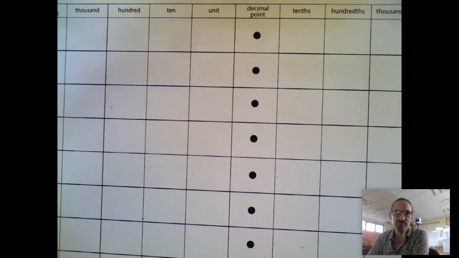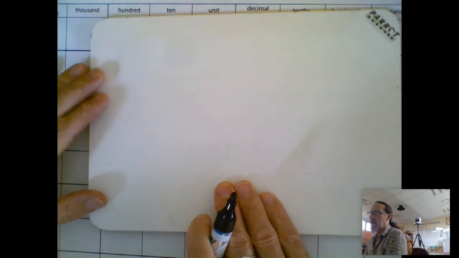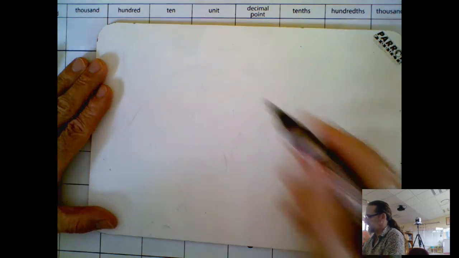Today we're going to look at rounding numbers, especially rounding numbers with decimals. Okay, so first off, let's just remind ourselves about how we round numbers to maybe the nearest 10.